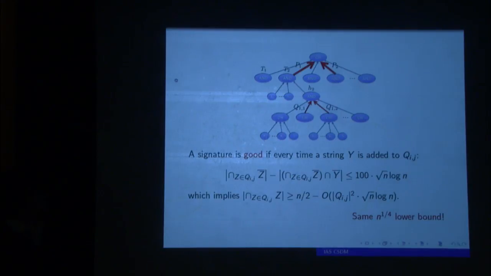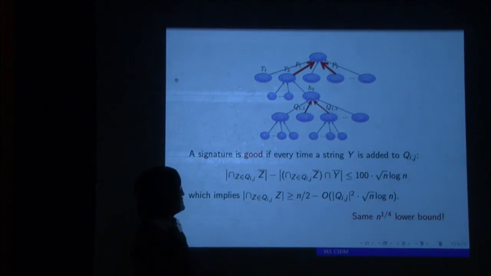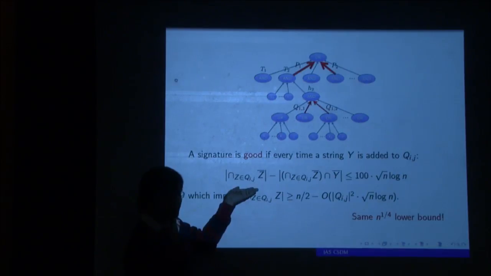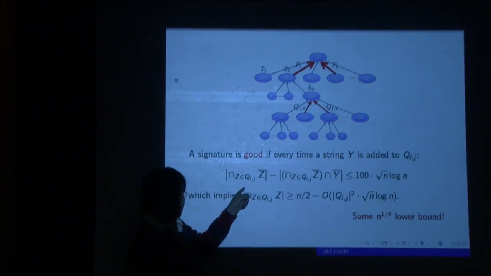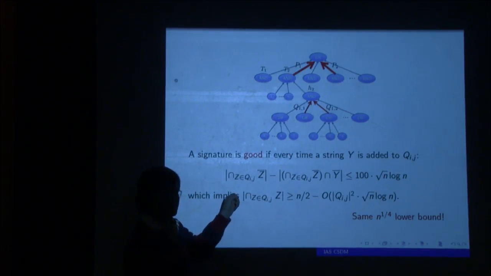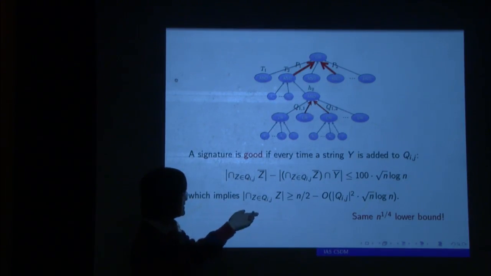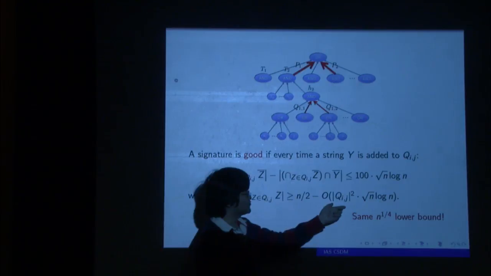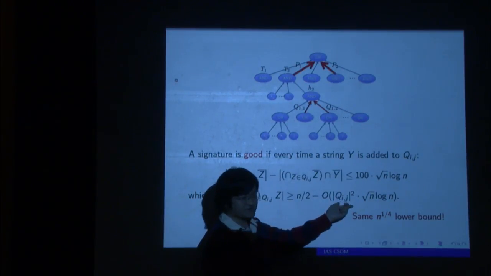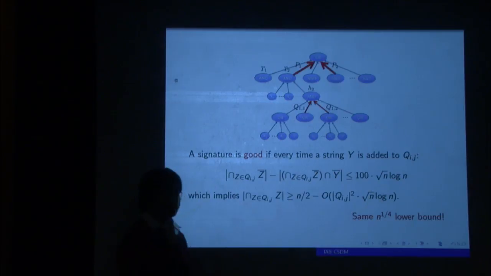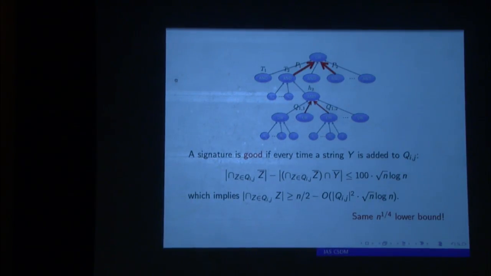Let's say a signature is good if every time you add a string to Qij, the number of common zeros cannot drop more than root n log n, because Cij is a clause, so it's really about the number of zeros that cannot drop too fast. Okay? But this doesn't give us anything better because we can say the number of common ones is still at least dropped by Qij squared times root n, but we still get this quadratic thing, and it will still lead to the 1/4 lower bound if you plug this into the ratio.